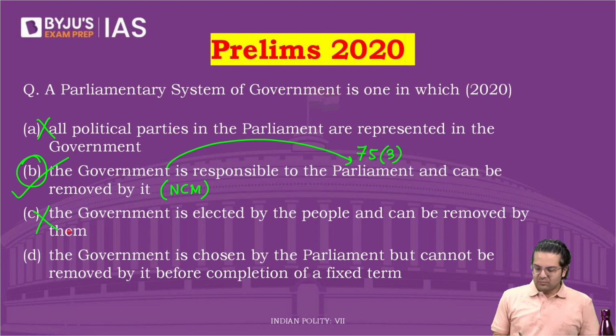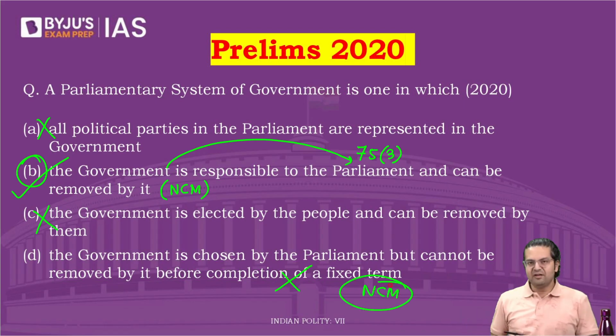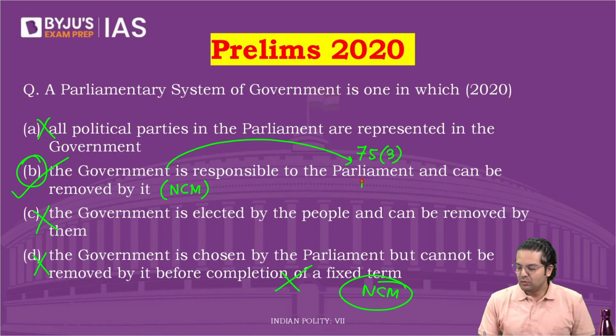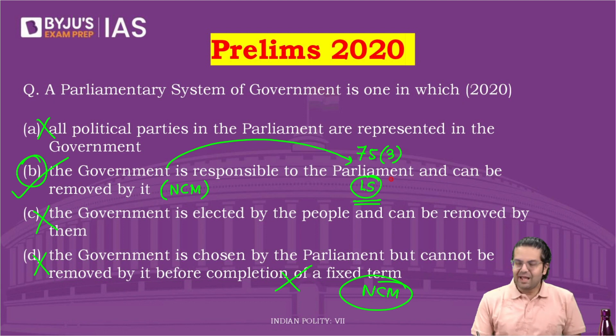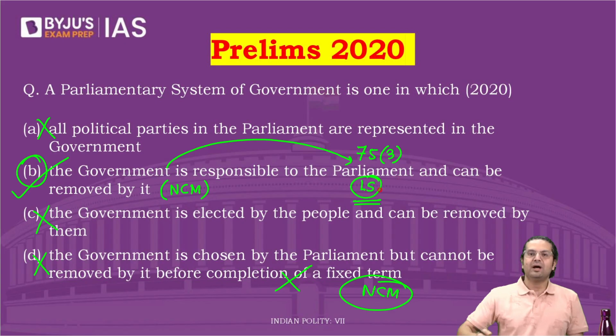Then the government is chosen by the parliament but cannot be removed by it before completion of fixed term. That's also wrong. NCM can be brought and the government can be removed before 5 years also. Now some of you will say, sir, it should have been Lok Sabha. But Lok Sabha is also a part of parliament. So in that sense, the statement is not wrong. If you had to choose between this word and Lok Sabha, we would have said Lok Sabha is a more appropriate word. But parliament is not wrong per se. Okay.